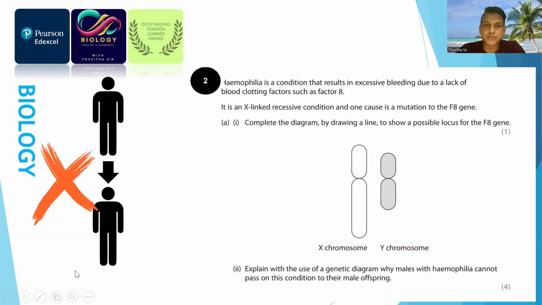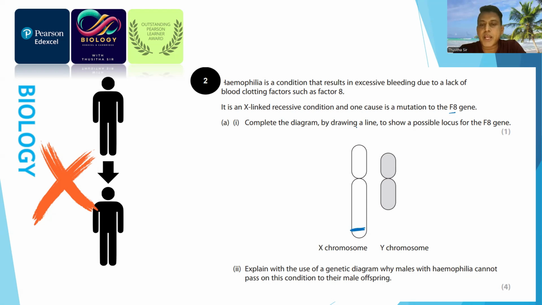Right, question 2. Question 2 is based on a sex-linked gene. You can see X chromosome and Y chromosome. Hemophilia is a condition that results in excessive bleeding due to lack of blood clotting factors such as factor 8. It is an X-linked recessive condition, and one cause is a mutation to the F8 gene. So let's say there is a gene called F8 on X chromosome. If there's a mutation, it cannot produce correct proteins and it affects blood clotting.